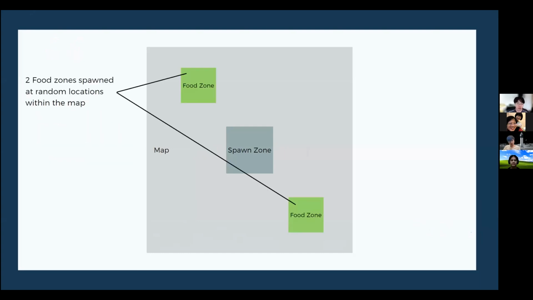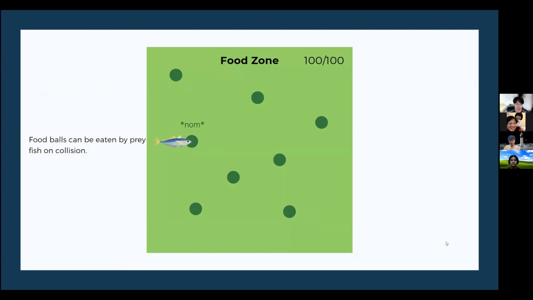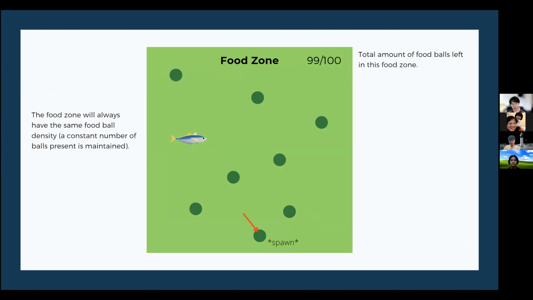And other than the spawn zone, there will be 2 food zones spawned randomly within the map. And how this food zone works is that in these food zones, there will be a fixed amount of food balls spawned at random points within the food zone. And these food balls can be eaten by our agent fish on collision. The food zone will always have the same food ball density, which means that this food zone will always maintain a constant number of balls present at a certain time.